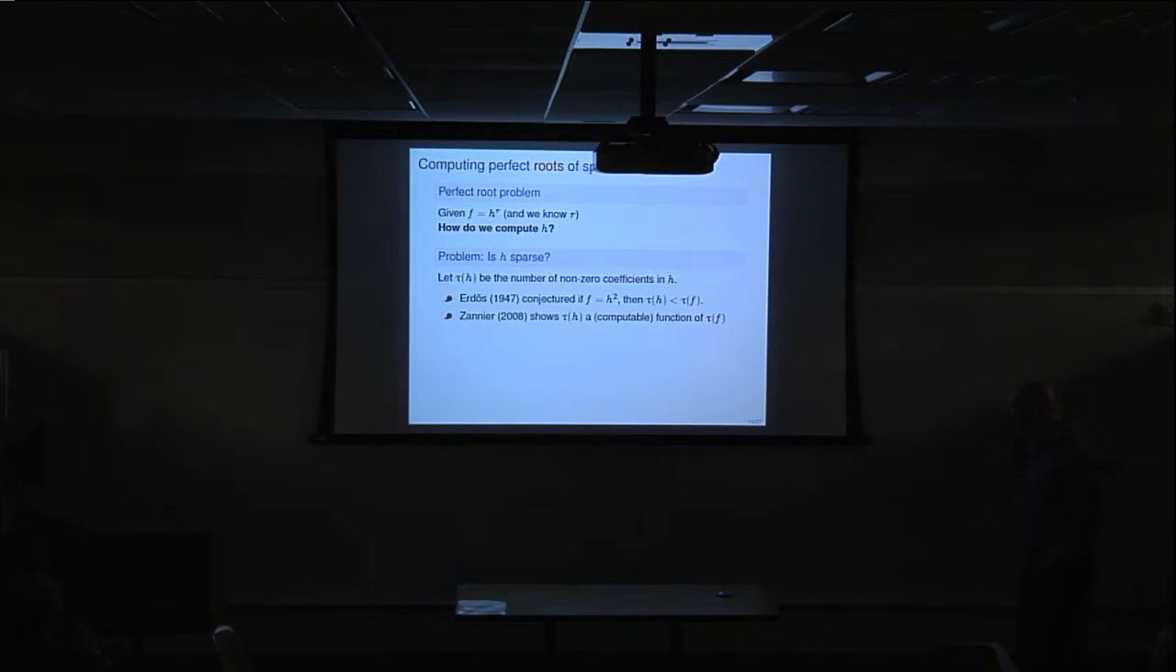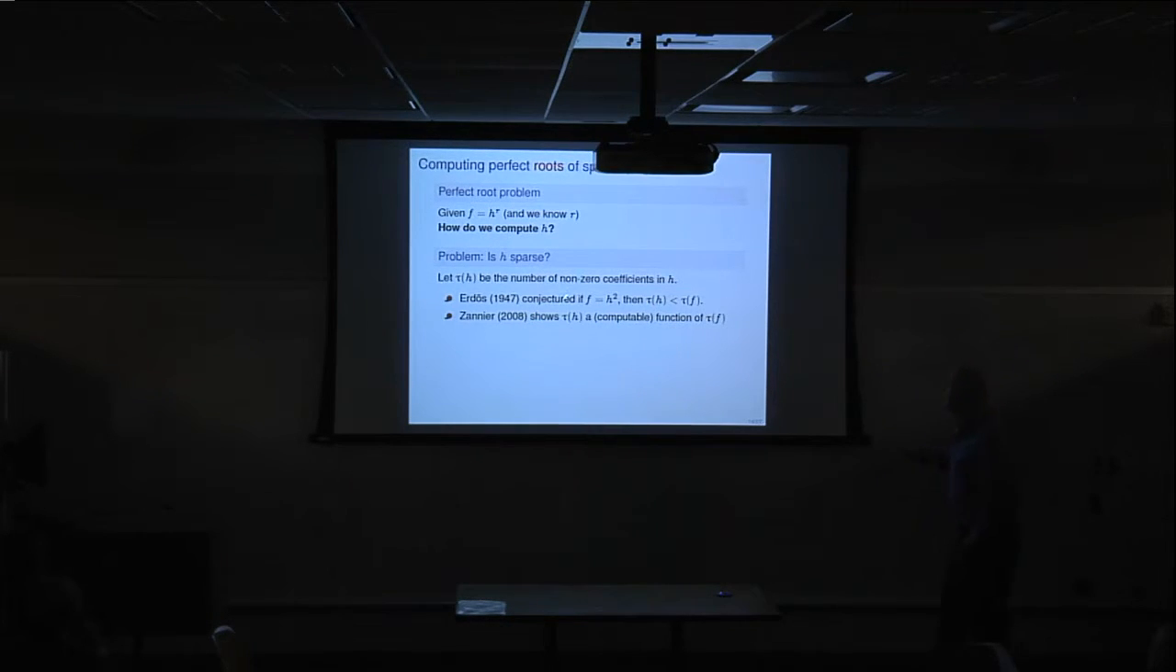Now, that's sort of a complexity theorist kind of problem, right? It's not that often you want to know something is not a perfect cube. It's much more likely you want to compute H. And the problem is that H may not be sparse.